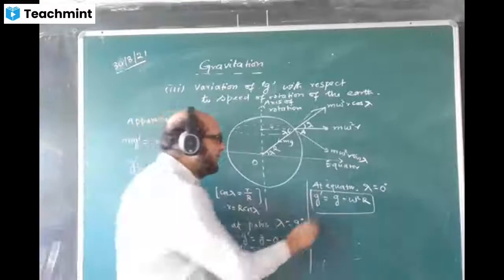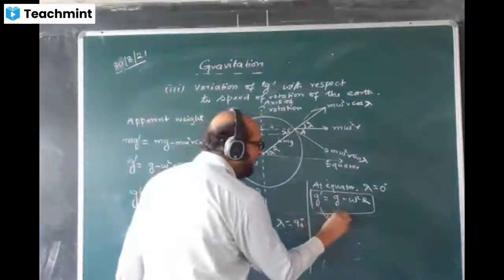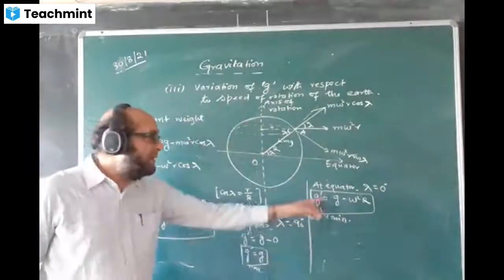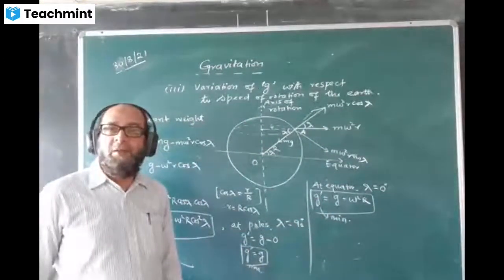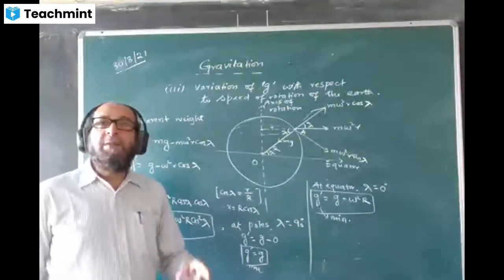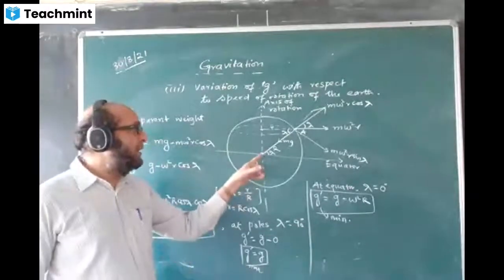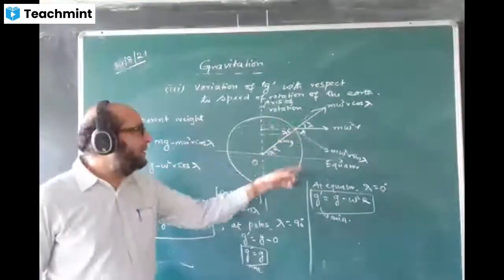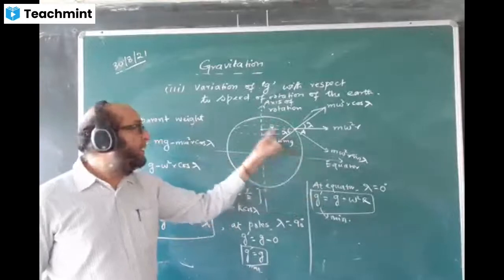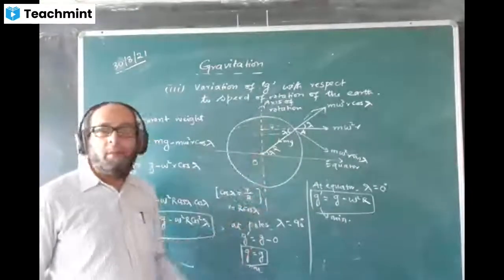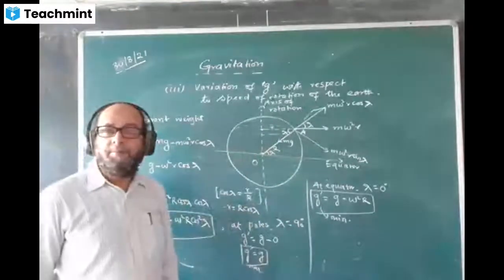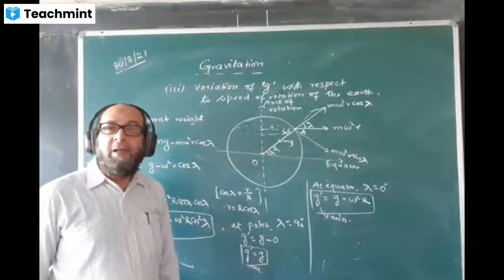Hence the value of G is minimum at equator. What is the value of G at equator? This is the value, and it is minimum on the surface of the earth, but it is not 0. Minimum doesn't mean 0. The value of G will be 0 where? Only at the center of the earth, at this point. But on the surface of the earth, the value of G is minimum where? At the equator. Here it will be minimum, and here it will be maximum. Either here or here, the value of G will be minimum, and the minimum value will not be 0.